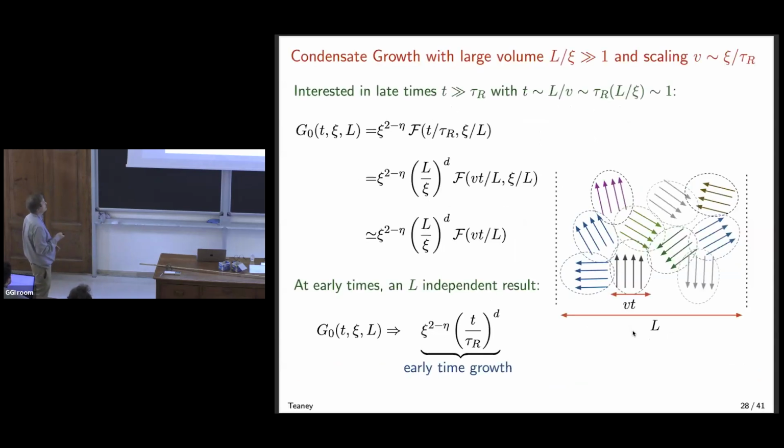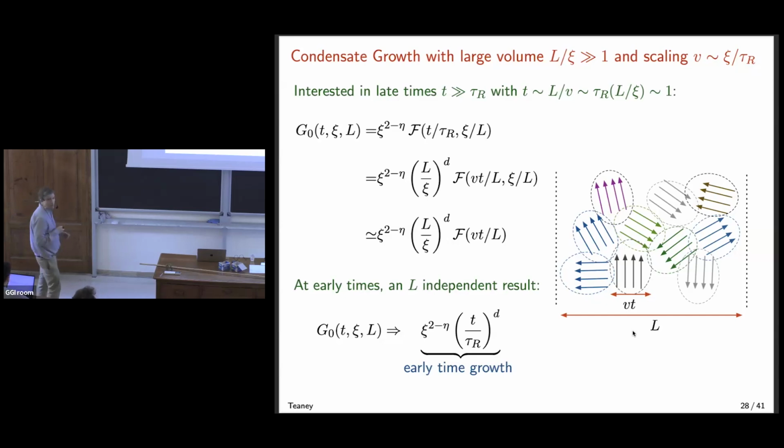Of course, it's not a surprise what happens in some sense. We were interested in large volumes, L over c much greater than 1, and in the scaling. We're interested in late times, t much greater than tau r. But the time we're interested in is the time it takes for the pion to propagate across the whole box. So the time that we're actually interested in is t of order L over v, which is tau r times L over c to the power of 1.